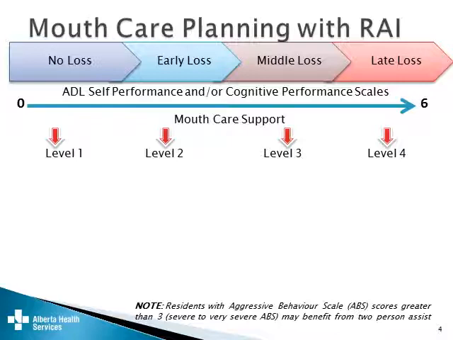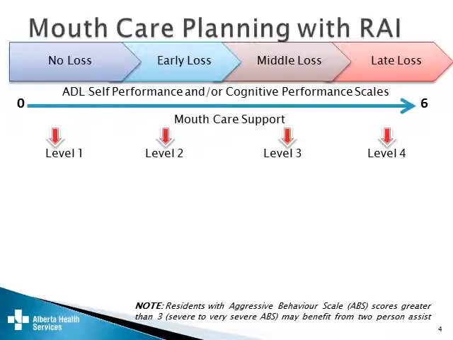Level 3, middle loss are residents showing challenges with locomotion and toileting tasks. Assistance becomes more involved. As cognition declines, different strategies can be used to keep the resident involved in their personal care. According to the RAI data in Alberta, 50% in the ADL to 40% in the CPS scores residents fall into this category.